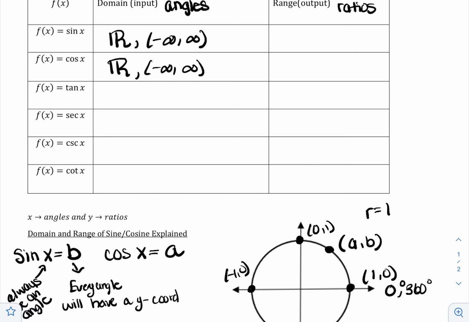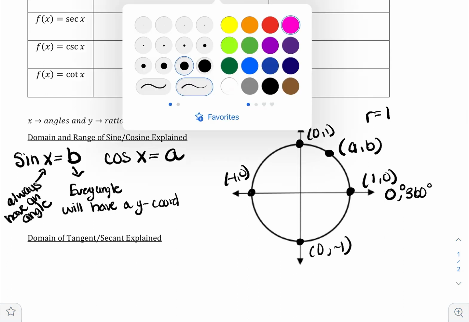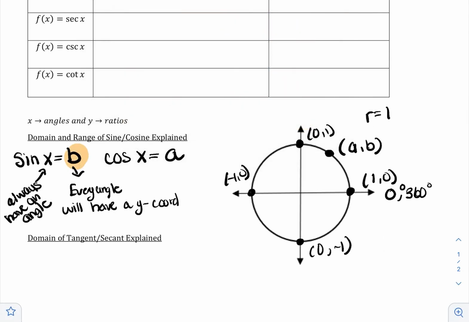Now, what are we going to output? Because I love my colors, we're going to look at b first. We're going to look at sine. So sine is b here. We want to look at what is the largest value you can output and what is the smallest value. The largest value is going to happen up here at the top of the circle, and the smallest value is going to happen at the bottom, because the y is the coordinate that goes up and down.